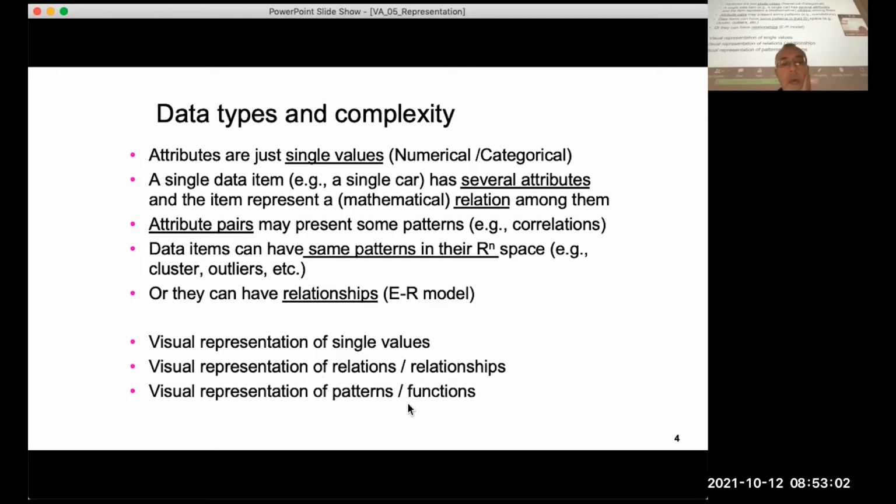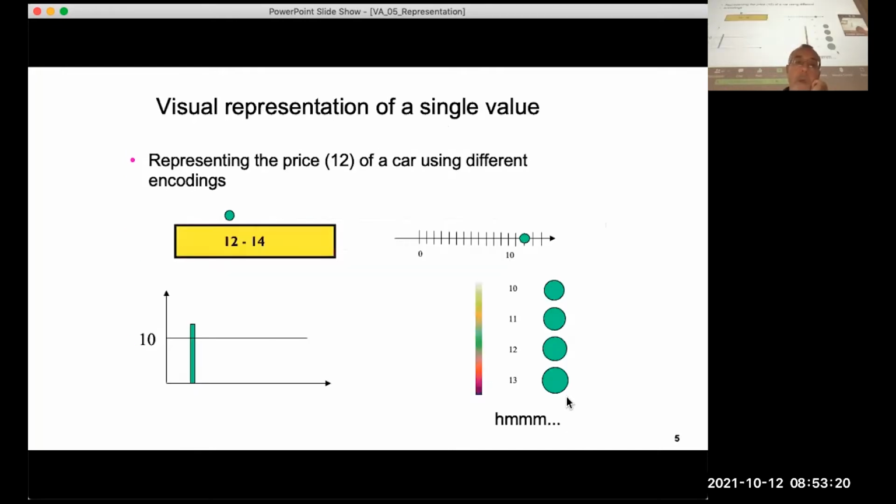whatever. So basically, we have the problem of representing single values, or representing relations or relationships visually, and you want to represent patterns and functions. This is the basic activity that you want to do. I will give you some examples, and after I go deeper into that.